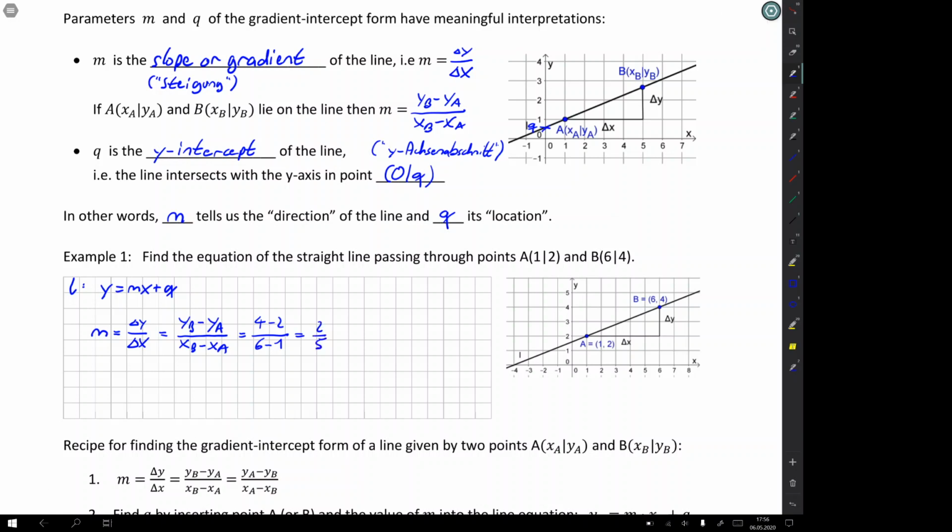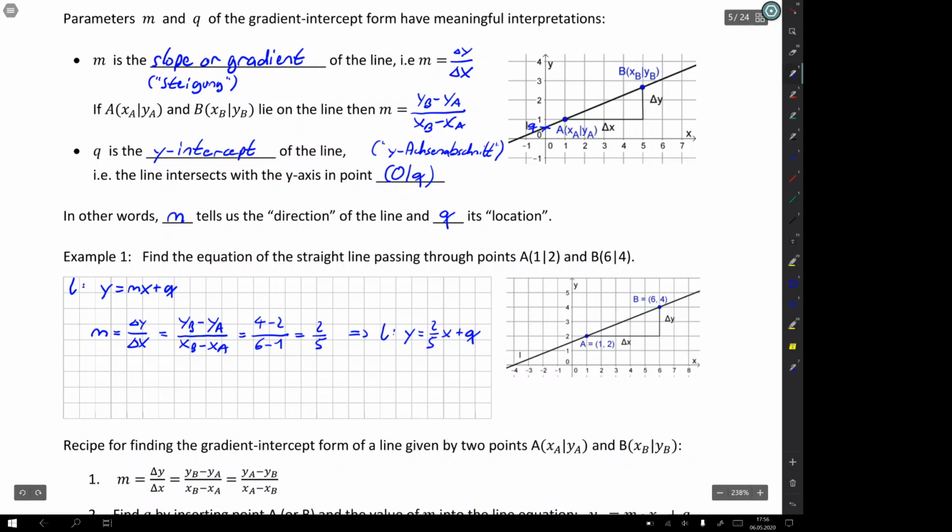So let us insert that now into the equation of the line. So we get the equation of the line is y equals m is 2/5, so 2/5 x plus q. What I have done, I have taken this m, 2/5, and just inserted it for the m here.